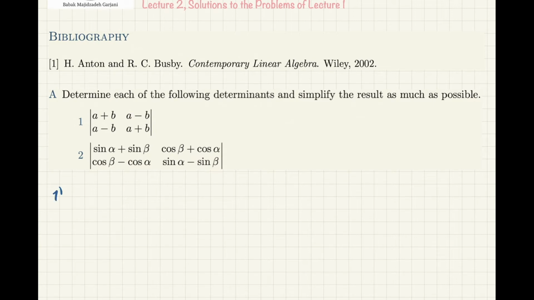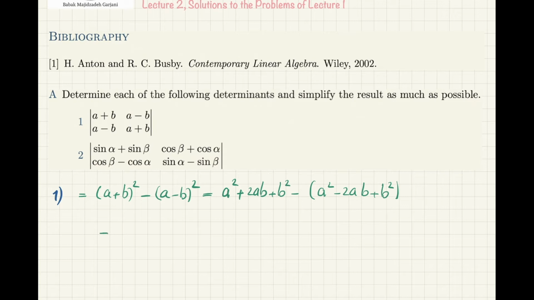So I would say number 1. If I want to calculate this, I need to multiply these two numbers together, and multiply these two numbers together, and then subtract them. So if I do the first one, a plus b times a plus b is (a plus b) to the 2, and then a minus b times a minus b is (a minus b) to the 2. Then I can use the quadratic rule to expand them, so it becomes a squared plus 2ab plus b squared, and then minus (a squared minus 2ab plus b squared).